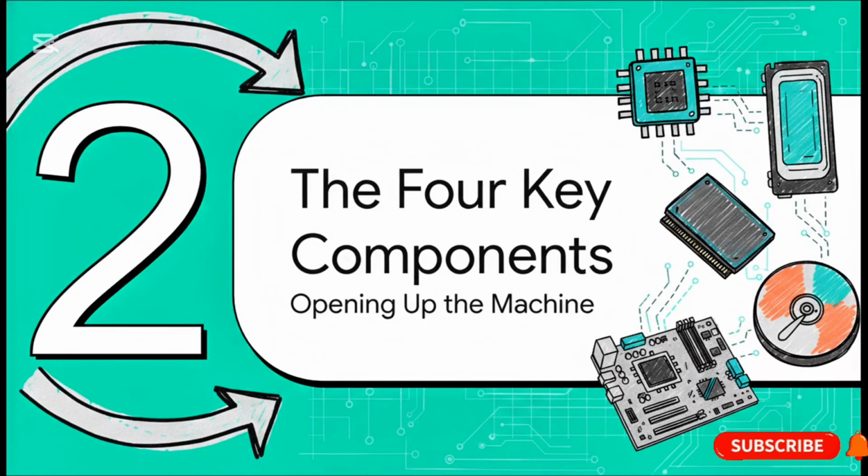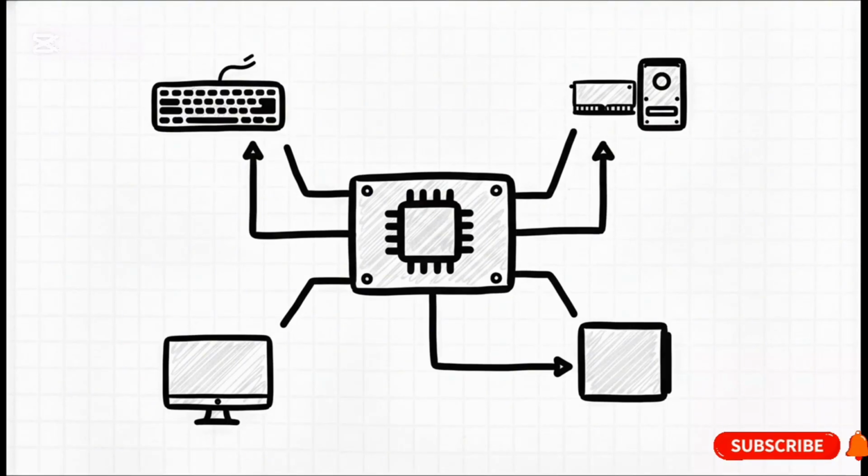Okay, so that's the idea, the theory of it all. But what about the physical stuff? What parts actually make that cycle happen? Well, let's open up the machine and take a look. Turns out, it's not as complicated as you might think. Every computer system, no matter how big or small, is basically built from just these four essential types of hardware. And each one has a really specific job to do in that IPOS cycle we just talked about.